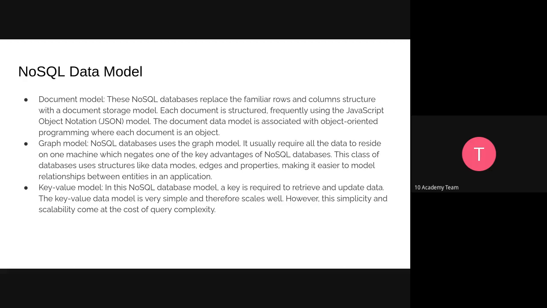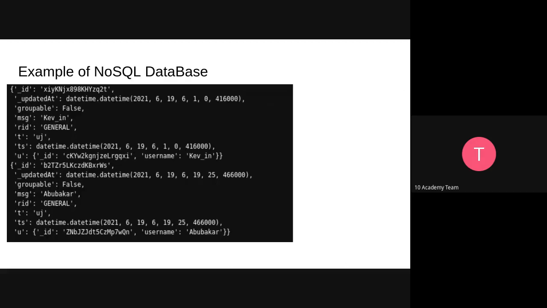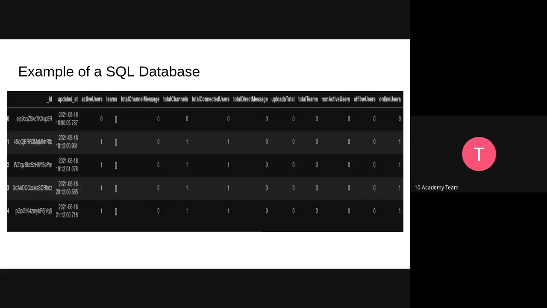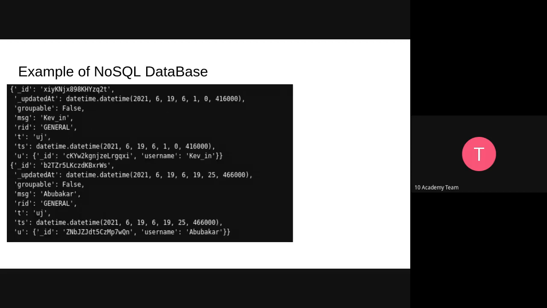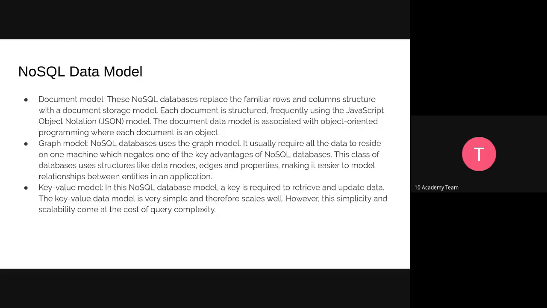In the document model, as you know, it's a NoSQL database, and it replaces the rows and column structure with a document storage model. Each document is structured frequently using the JavaScript Object Notation, which is the JSON model, and the document data is associated with object-oriented programming where each document is an object. So as you see, from this point to this point, that is one object, and in our case here, we call it one data point, okay? One data point. Or here, from this place, that's another object, and that is what the document model is explaining.